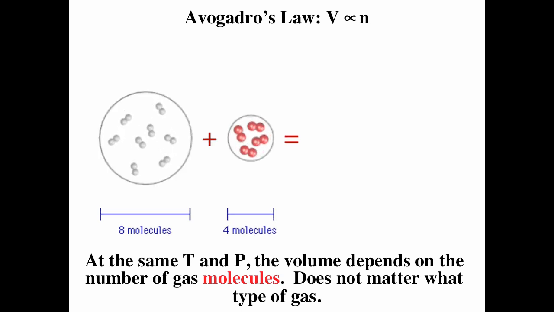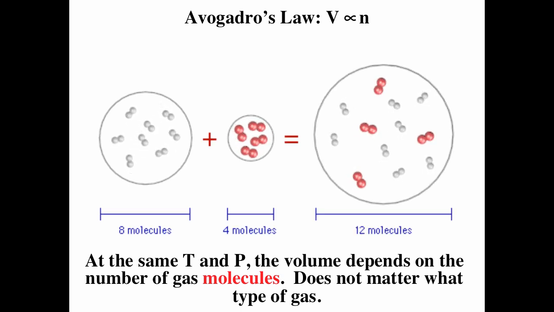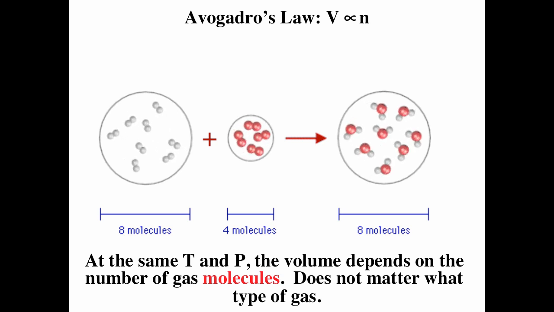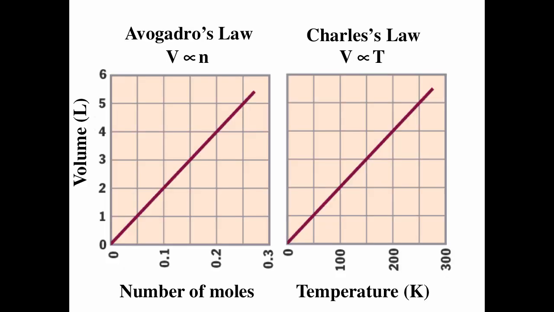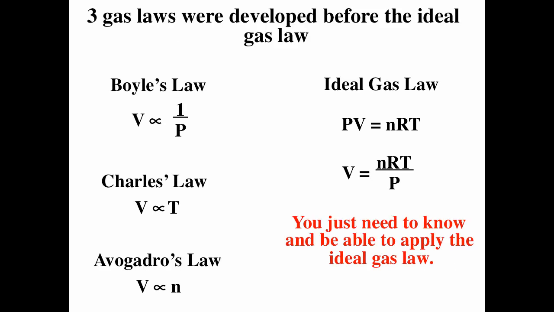If we take 8 molecules of H2 and combine them with 4 molecules of O2, we get 12 molecules and a combined volume. If we then react the mixture, we end up with 8 molecules of gaseous H2O, which occupies the same volume as 8 molecules of any other gas. And so if temperature and pressure are constant, then the volume is directly proportional to the number of moles. And so we see Avogadro's law, volume is directly proportional to n. Charles' law, volume is directly proportional to T. Again, all three laws, Boyle's, Charles', and Avogadro's law, are incorporated into the ideal gas law.